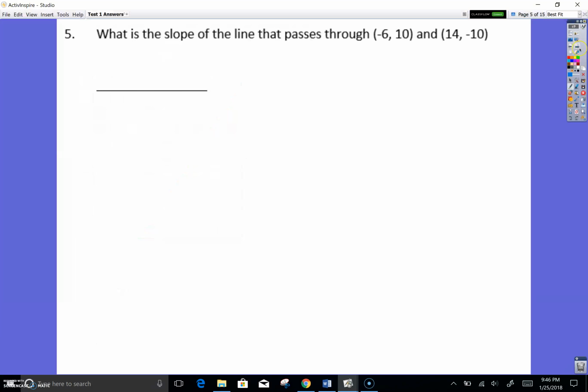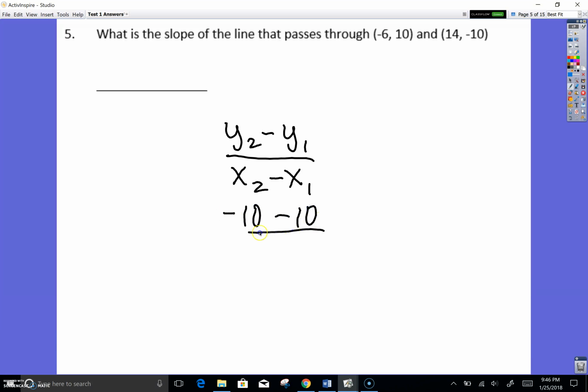Number 5. What is the slope of the line that passes through? Okay, remember, y2 minus y1. I always like the second one minus the first one, okay? So negative 10 minus 10 over 14 minus negative 6. Okay, if you do that, you should get negative 1.